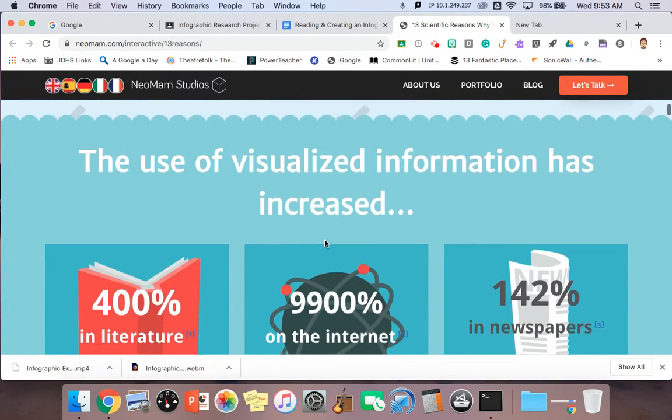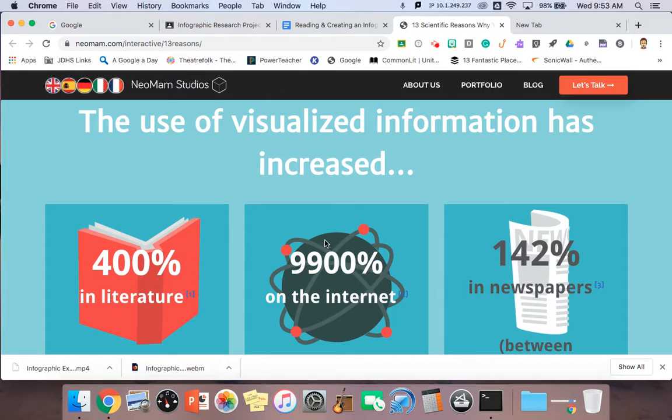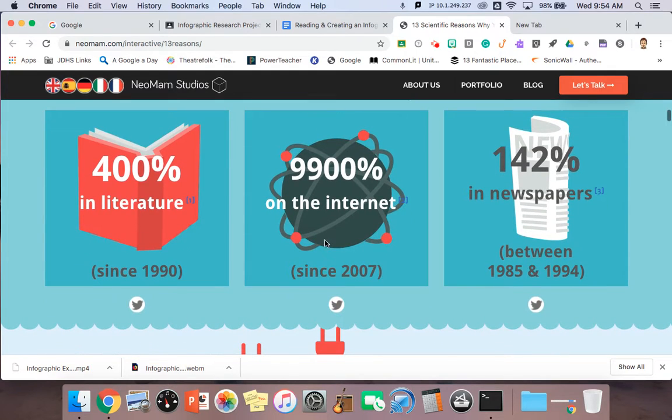Okay, here is the actual first section of information. And remember, you have to have 7 sections of different kinds of information. So this one says the use of visualized information has increased. So it's going to talk about how information comes visually and how it's increased through the years. Okay, so they have statistics and data to back that up. Notice each one comes with a picture. In infographics, that's very important. You have to have pictures everywhere, graphics everywhere. GIFs every once in a while are really good, as this one has.